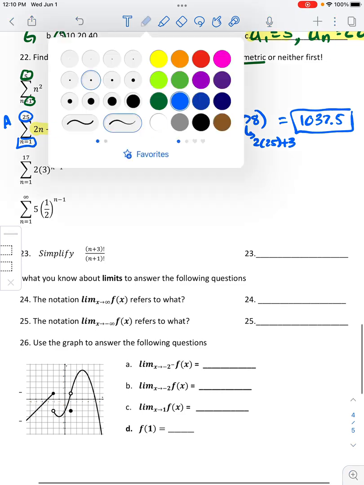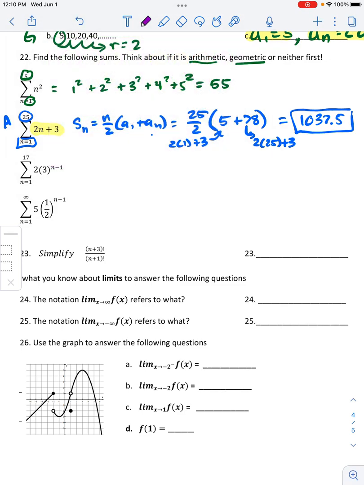Okie dokie, Smokies. Let's take a look at this bad boy. This is in geometric form. It's got that a1r to the n minus 1 power. I can tell that I'm looking at something geometric when I have that n minus 1 power. This one's going from 1 to 17, so that's too many. I'm going to use my formula for geometric, which says to take the first term, and then 1 minus the ratio to the however many you have, which will be 17, over 1 minus r. So that formula should be on your formula sheet.